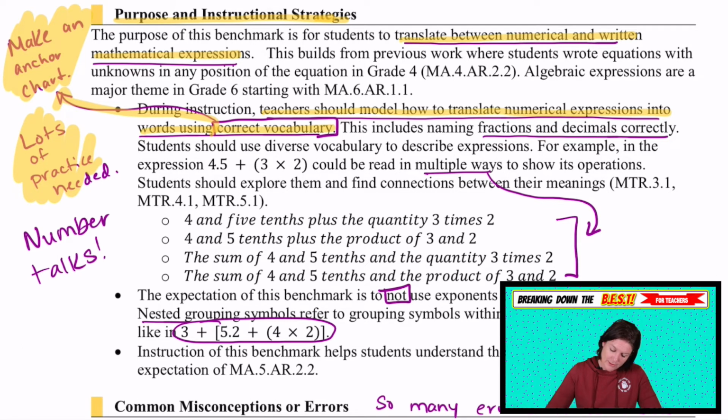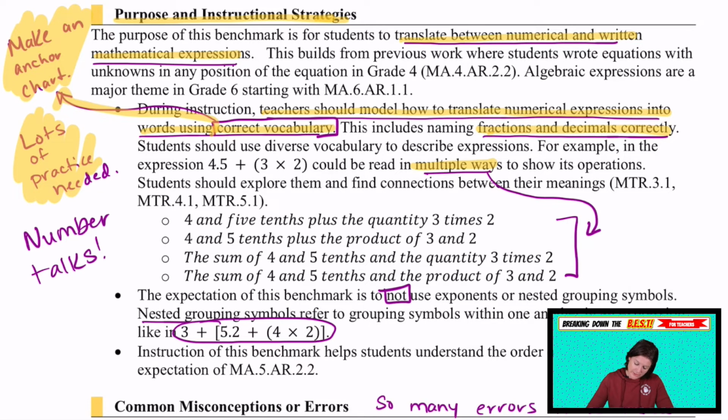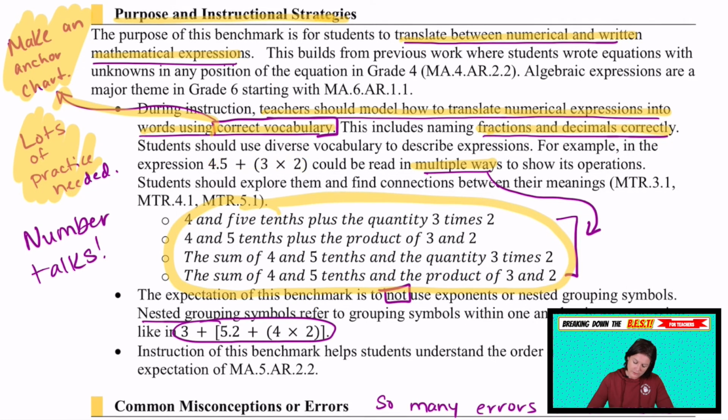We might be naming fractions and decimals. This includes that we're naming fractions and decimals correctly, and that our mathematical descriptions could be read different ways. Like this right here. These are all ways to take this numerical expression up here and write it as a mathematical description. There are 4 different ways right there that you could do it, which would be great for number talks.